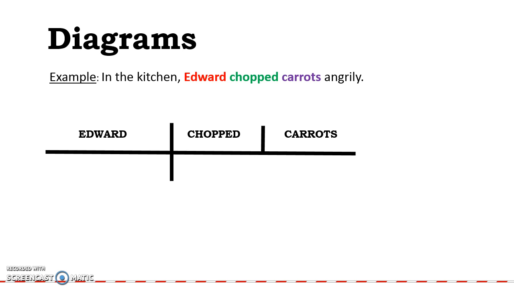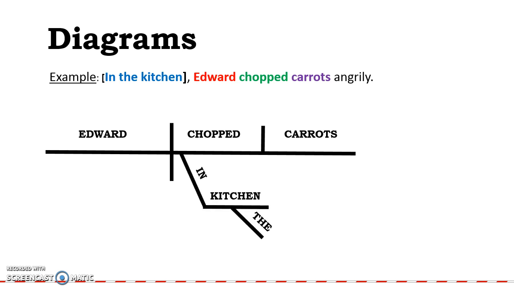I have only a few words to clean up after this main core of the sentence has been dealt with. I have in the kitchen, which I know is a prepositional phrase, and I know is adverbial because it's answering the question where Edward chopped carrots angrily. So I put it underneath my verb, like so. And I have remaining the word angrily. What part of speech is that? That's an adverb because it answers the question how. How did he chop carrots in the kitchen angrily? That's how. I put it underneath the verb.